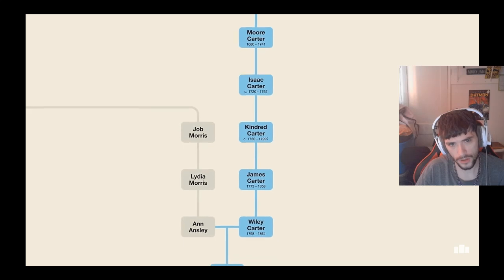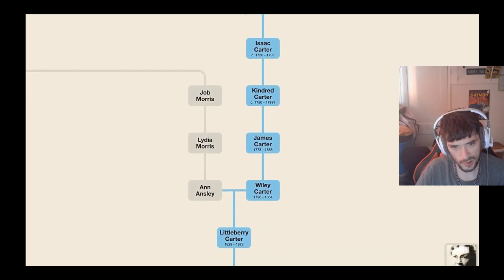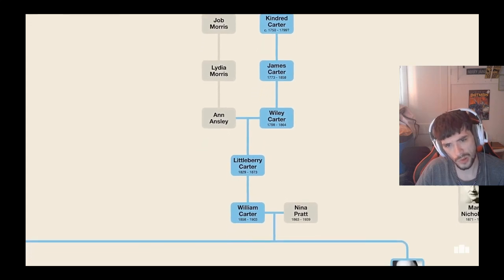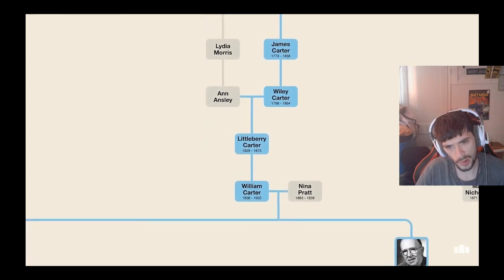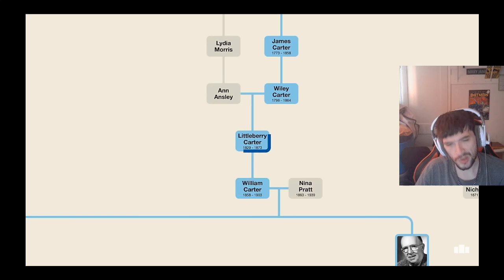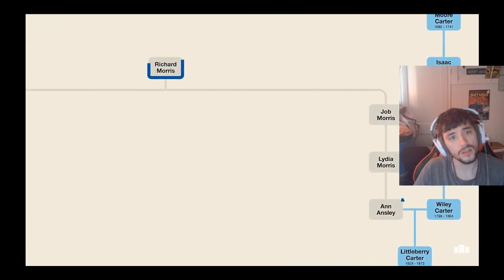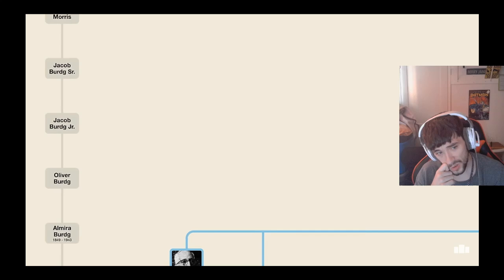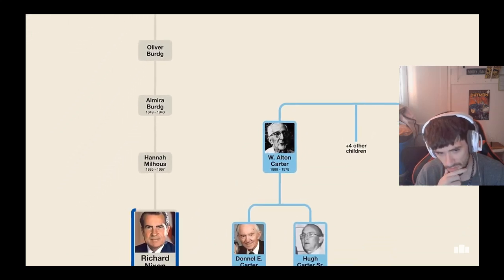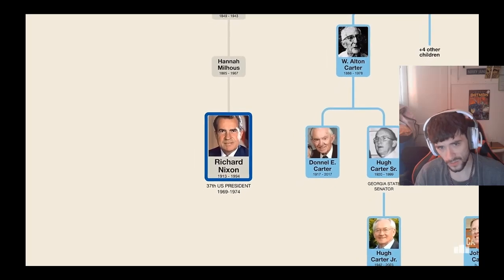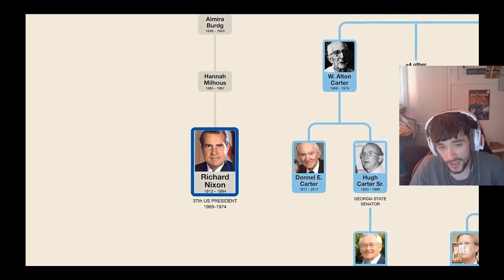For the next few generations, the Carters operated cotton farms, and yes, they were indeed slave owners. In fact, during the Civil War, Jimmy Carter's great-grandfather, Littlebury Carter, fought on the side of the Confederacy. Take note that Littlebury's mother was Anne Ainsley, who was a descendant of a certain Richard Morris. Well, guess who was also a descendant of Richard Morris? Richard Nixon, the man who was president just 3 years before Carter.